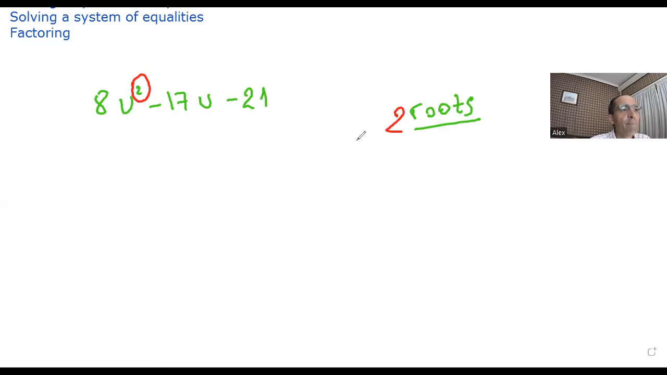We could call them R1, root 1, and root 2. So once we factor this equation, we will get to a solution like this: u minus R1 times u minus R2. That will be the general solution of the factorized equation.